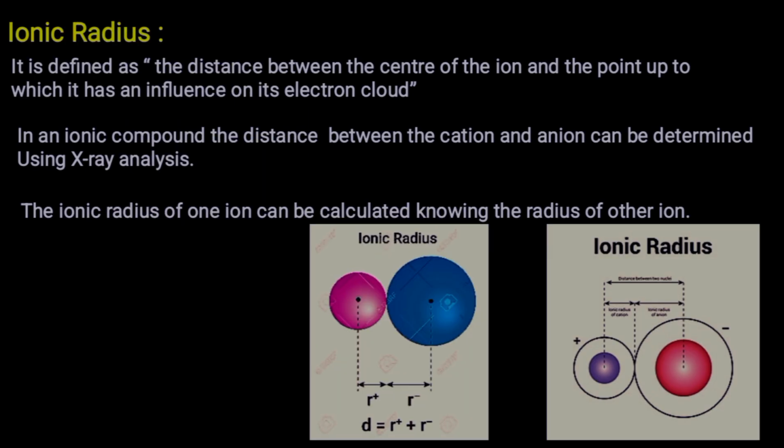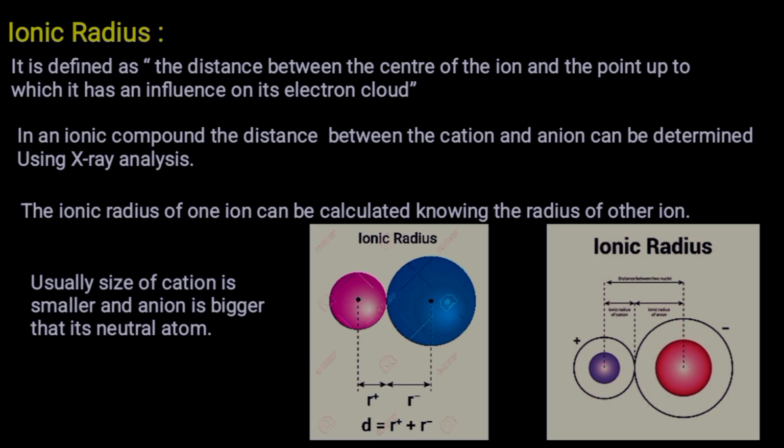You see the second picture in this one, the blue color is the anion and the pink color is the cation. So if the total distance d is there, it is r plus plus r minus. You can also take r c plus r a also. Okay, that means what you understand from this picture is the size of the cation is smaller and the anion is bigger than the neutral atom. So a neutral atom is producing two different ions. One is the cation, one is the anion. In that case, cation size is smaller than the neutral atom and anion size is bigger than the neutral atom.